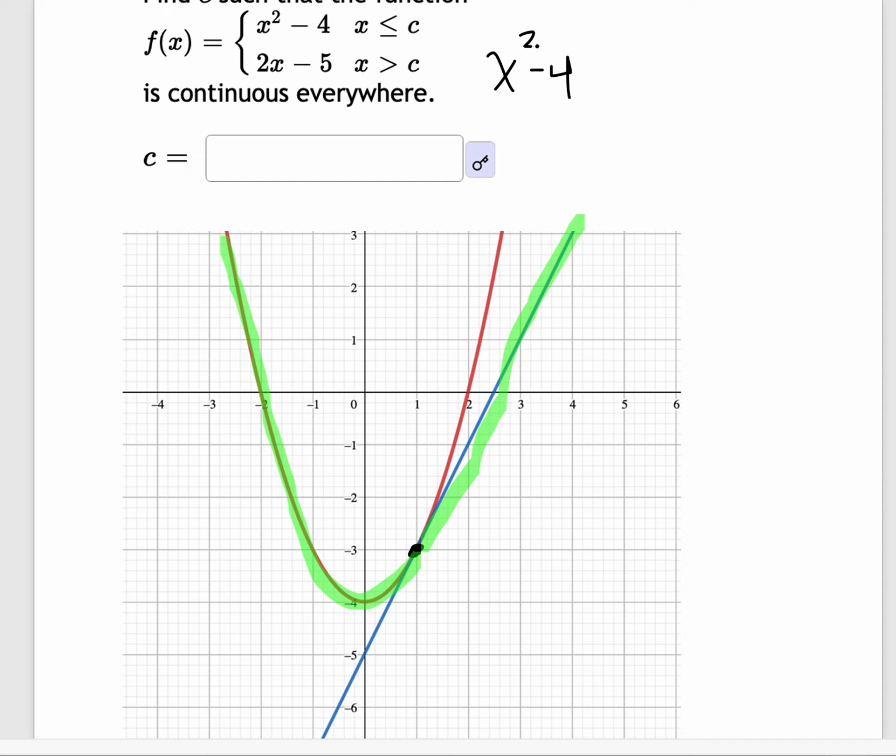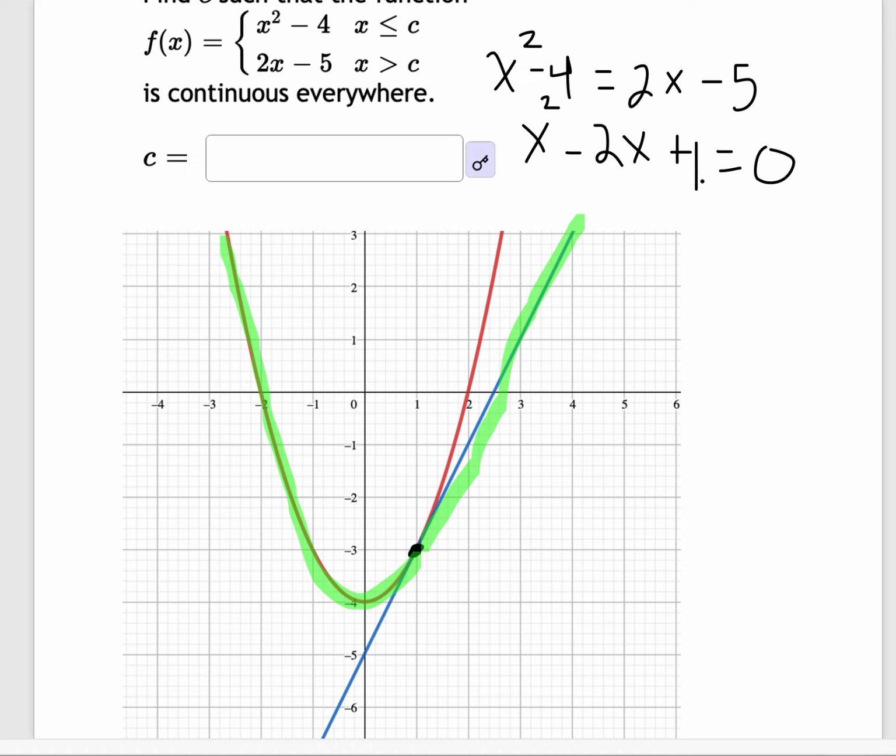So we want to find the value of x where these two functions intersect. So this is going to give us a quadratic to solve. I'm going to subtract 2x from both sides. I'm going to add 5 to both sides, so that's going to give me a plus 1, and then that's going to give me a 0 on the right-hand side.